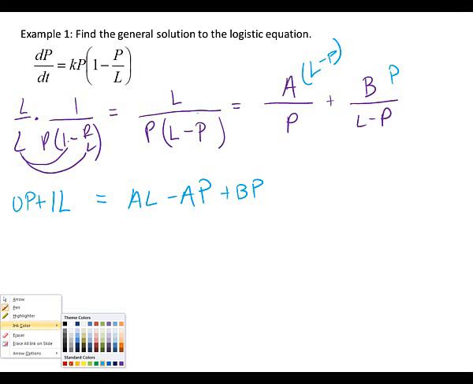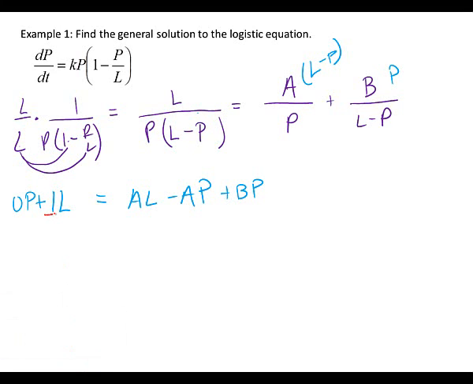Okay, so let's switch to a different color here. I'm just going to look at the L's. So what would my L equation be? Again, ignore that L is the variable. Okay? 1 equals A. Perfect.